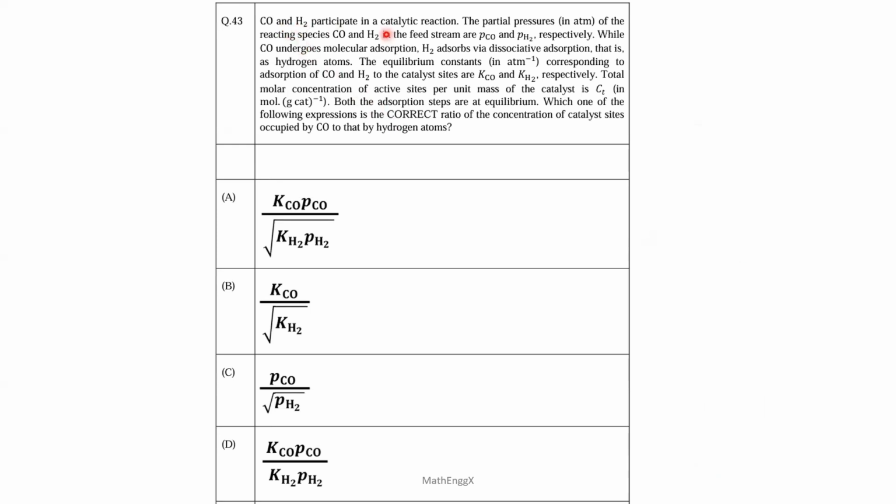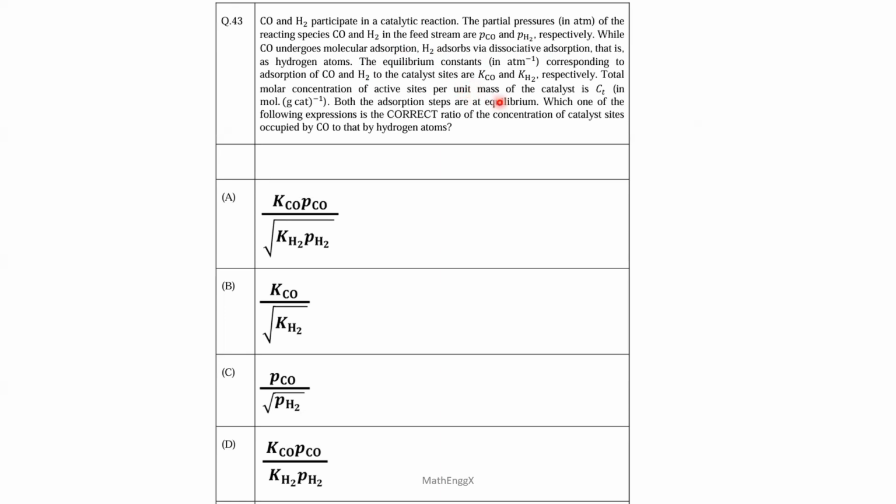CO and H2 participate in a catalytic reaction. The partial pressures of reacting species in the feed stream are PCO and PH2. While CO undergoes molecular adsorption, H2 adsorbs via dissociative adsorption as hydrogen atoms. The equilibrium constants are KCO and KH2 for the adsorption steps. The total molar concentration of active sites per unit mass of the catalyst is Ct. The adsorption steps are at equilibrium.